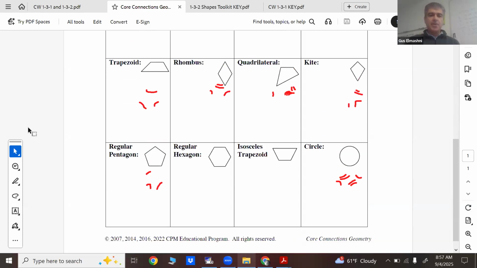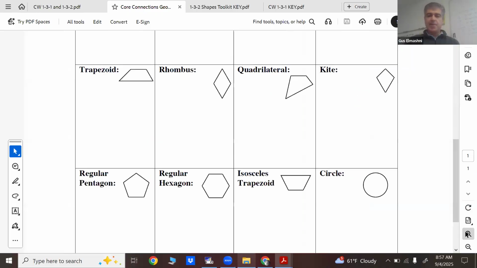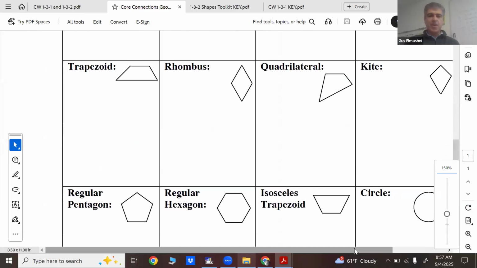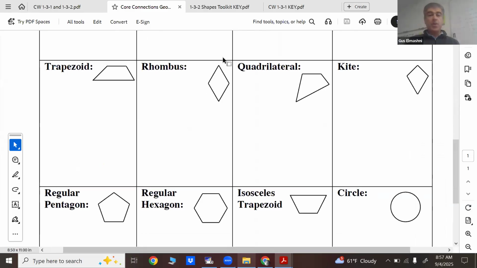Okay, a trapezoid. I'm just going to zoom in now because this is driving me nuts. It's just so tiny. Trapezoid, you only have 1 pair of parallel sides. That's it. It's not that special. That's all we know. Rhombus is like a diamond. All sides are the same. Quadrilateral, all of them are different. It's not special.